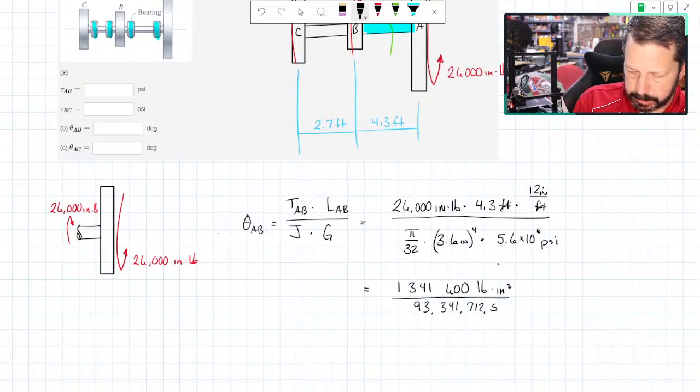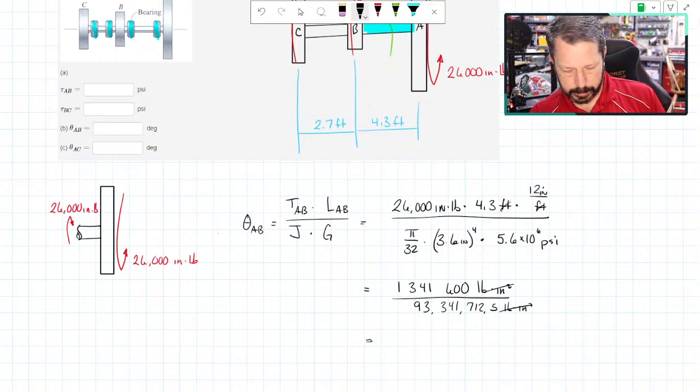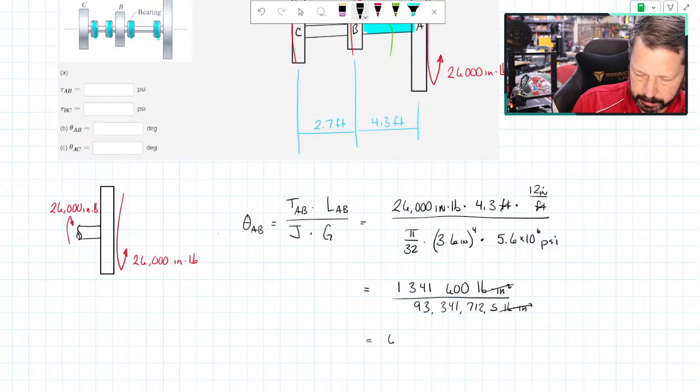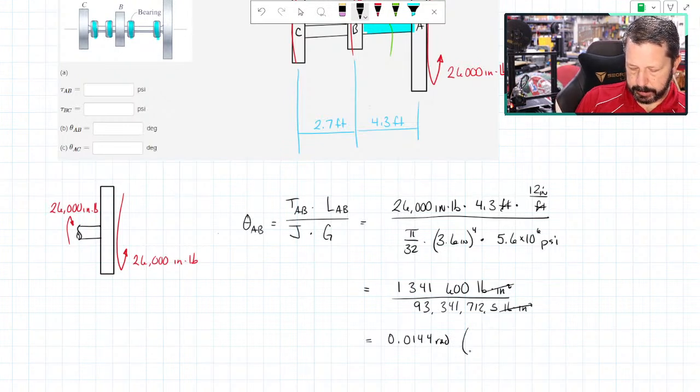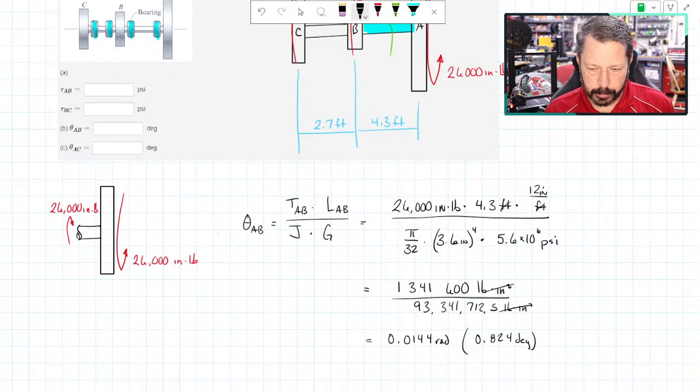93,341,712.5 units here are also pound inch squared. And I get 1,341,600 divided by 93,341,712.5 is 0.0144 radians, or multiply times 180 divided by pi, 0.824 degrees. Let me just check if WebWork thinks that is correct or not.